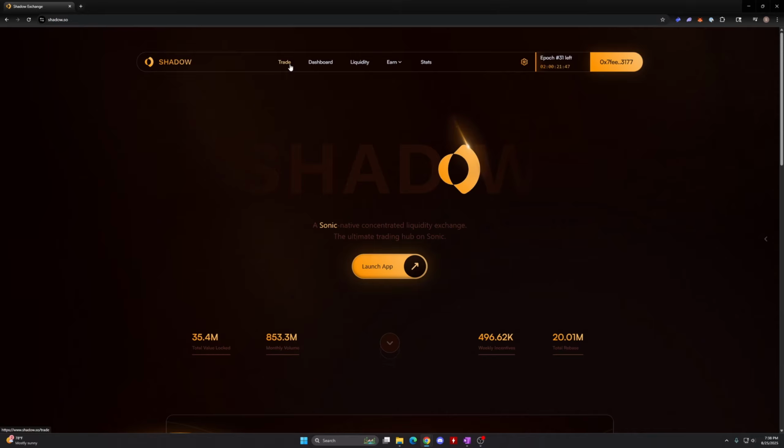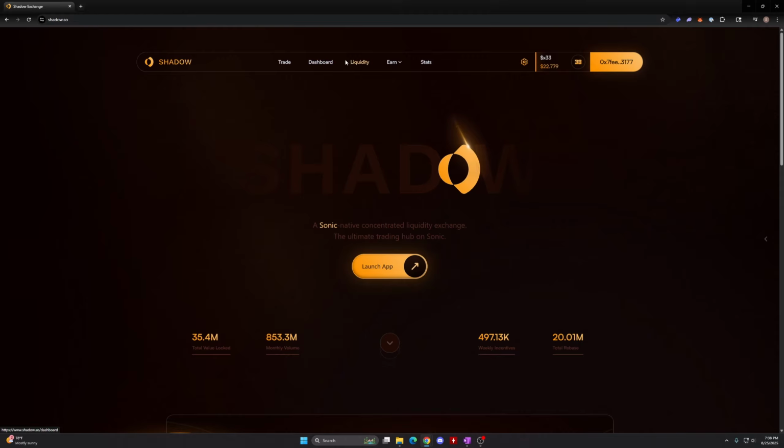Once you're on the landing page, you're going to see a few tabs at the top. We've got the trade tab. This is where you're going to be making your swaps, your trades. Your dashboard is where you'll be given a really pretty short and sweet overview of your portfolio. It also is going to show your Sonic airdrop points. We'll get there once we put a position in. We'll get more into that.